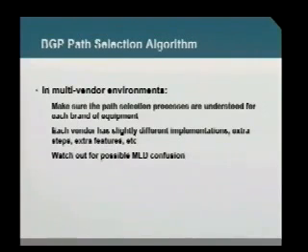In multi-vendor environments, it gets a little bit more interesting. You need to make sure that the path selection processes are understood for each brand of equipment, because each vendor seems to like doing things slightly different. So be aware that you don't end up with a routing loop between two of your favorite vendors simply because the path selection process is slightly different. So use whatever knobs you have to try and make them behave the same way.